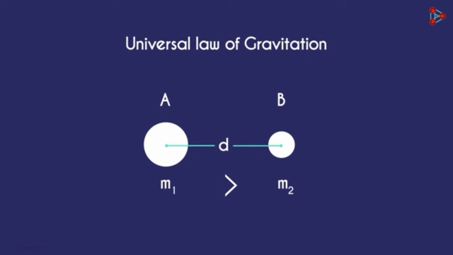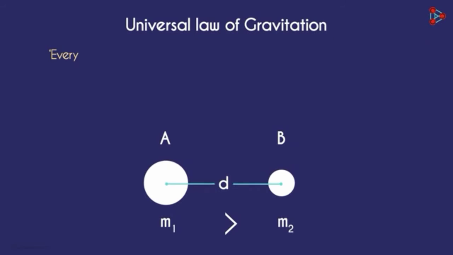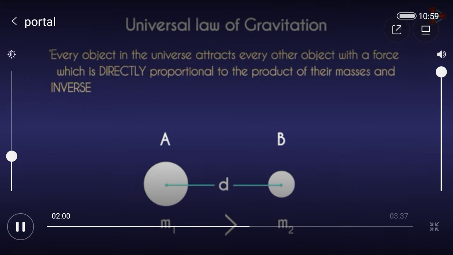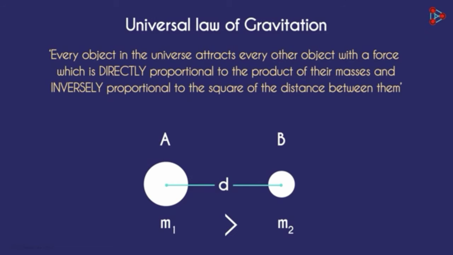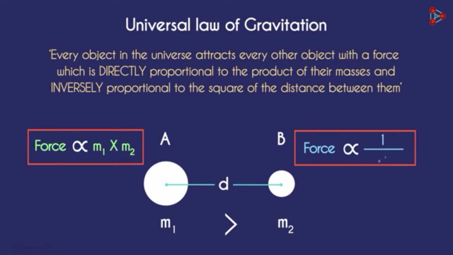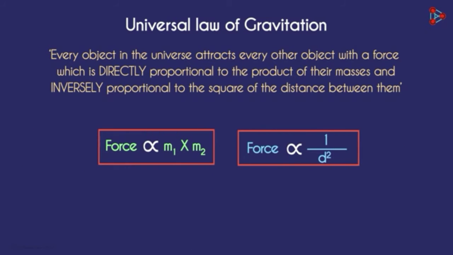The universal law of gravitation says that every object in the universe attracts every object with a force which is directly proportional to the product of their masses and inversely proportional to the square of the distance between them. Let me repeat. The force is directly proportional to the product of their masses and inversely proportional to the square of the distance between them. With this data, we can write it mathematically like this.